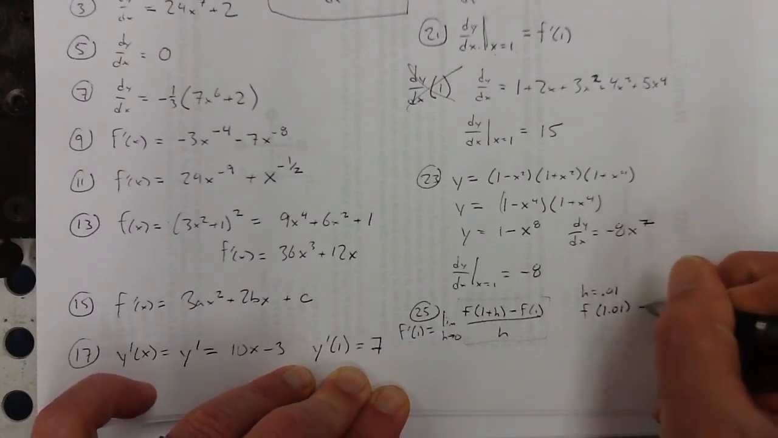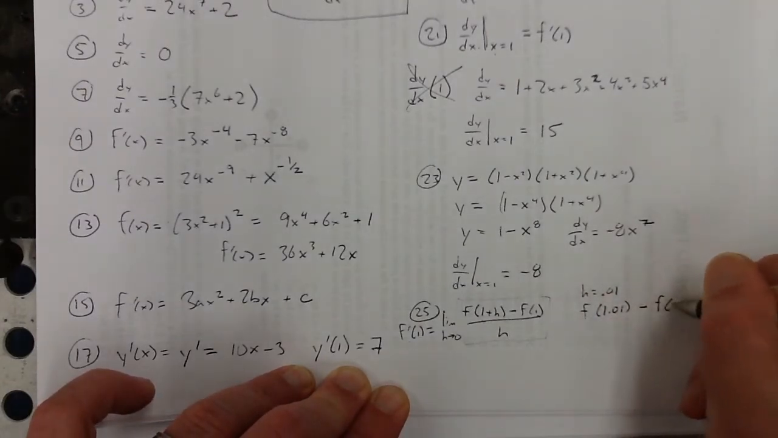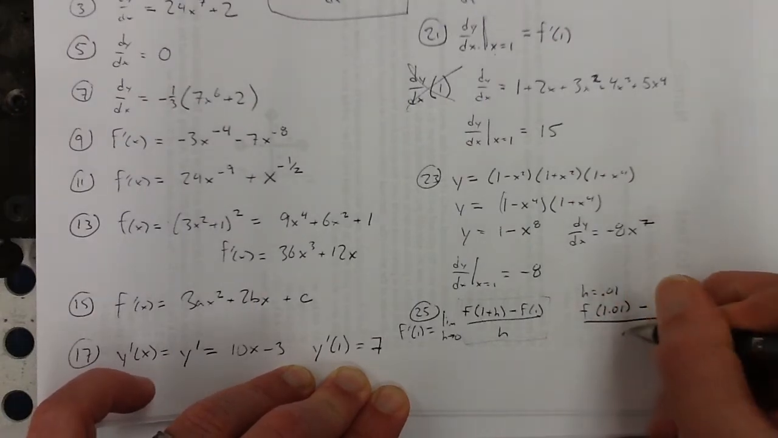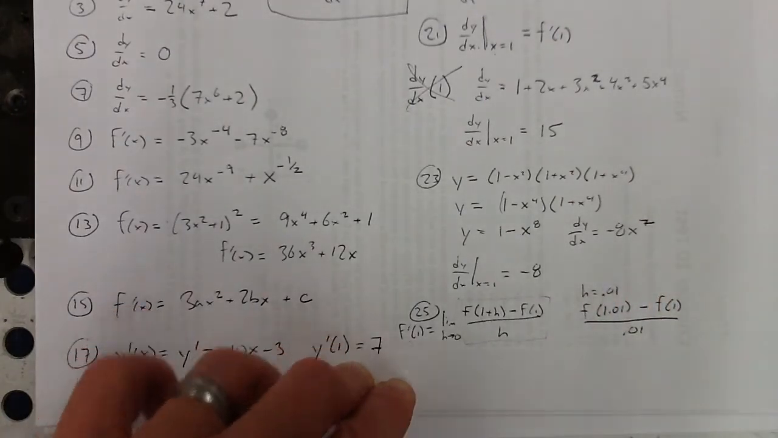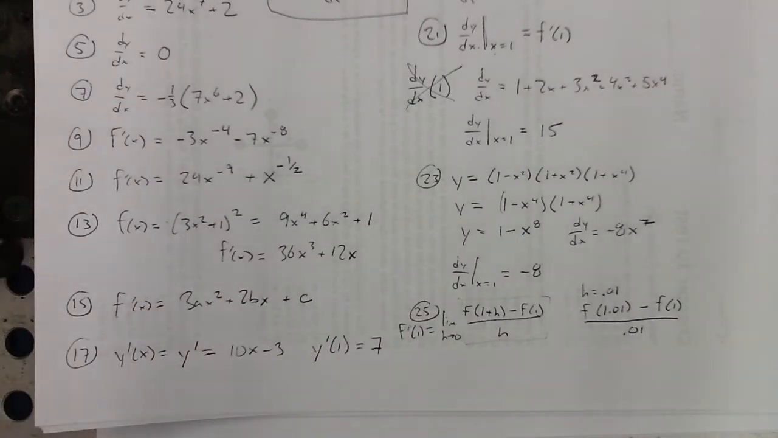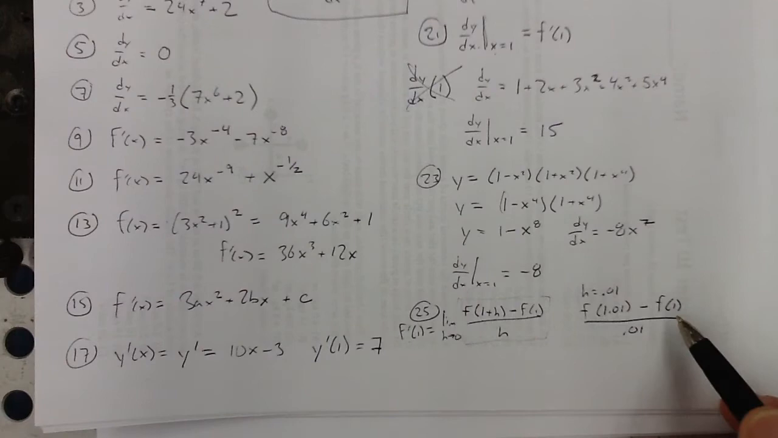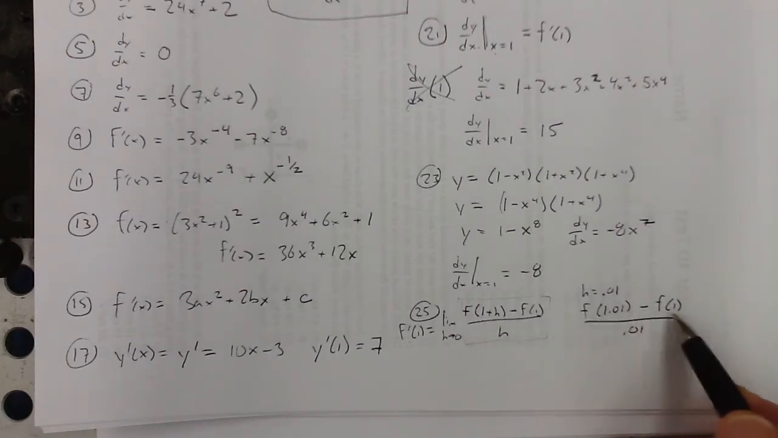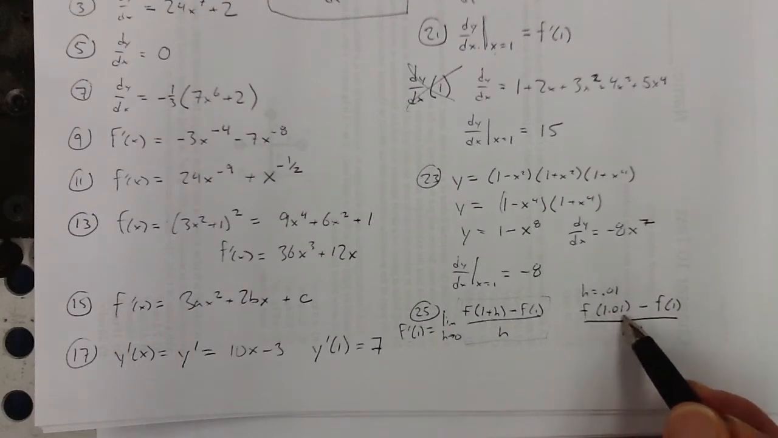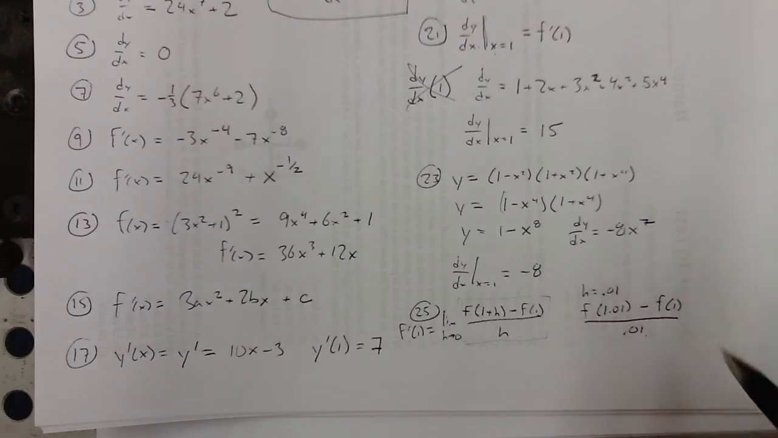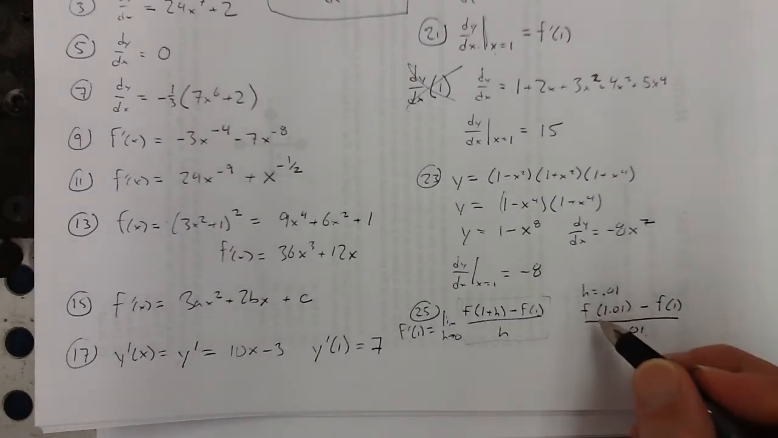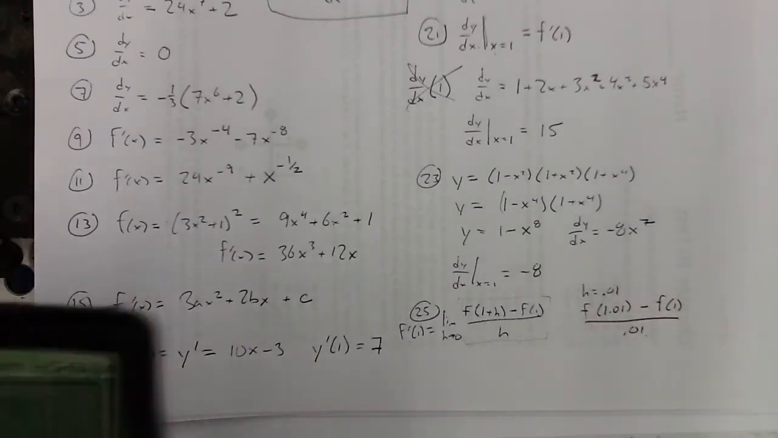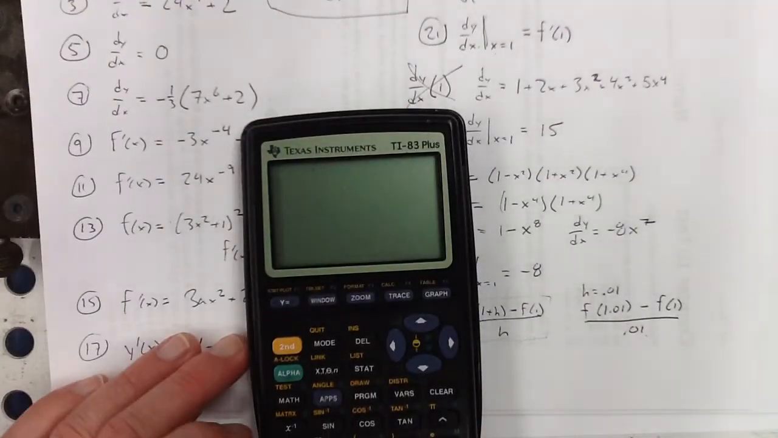1.01 minus f of 1 over 0.01. And make no mistake, this is the slope formula, right? That's y minus y over x minus x. The h is the difference between those two x values. You know what 1.01 minus 1 is? It's that. So this is just finding the slope of a secant line where we have slid that point real close to f of 1, real close to x equals 1.